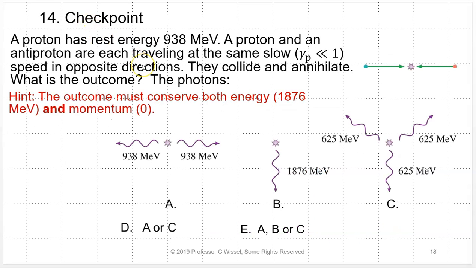A proton has a rest energy of 938 MeV. A proton and an antiproton are each traveling at the same speed, so gamma_p is much less than 1, in opposite directions. They collide and annihilate. What is the outcome? The outcome must conserve both energy, which has a total energy of 1876 MeV, and momentum, which has to be 0. So you have a choice here: A or C, or A, B, or C.